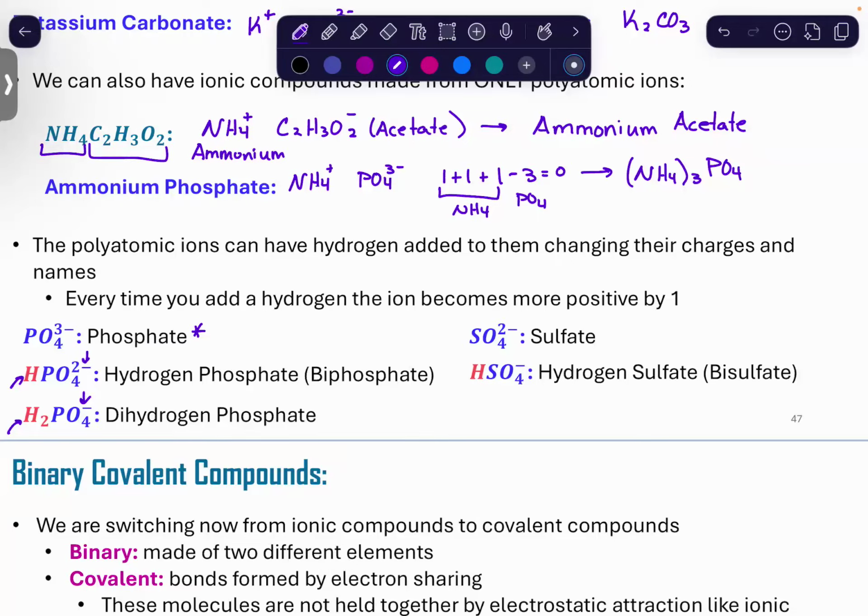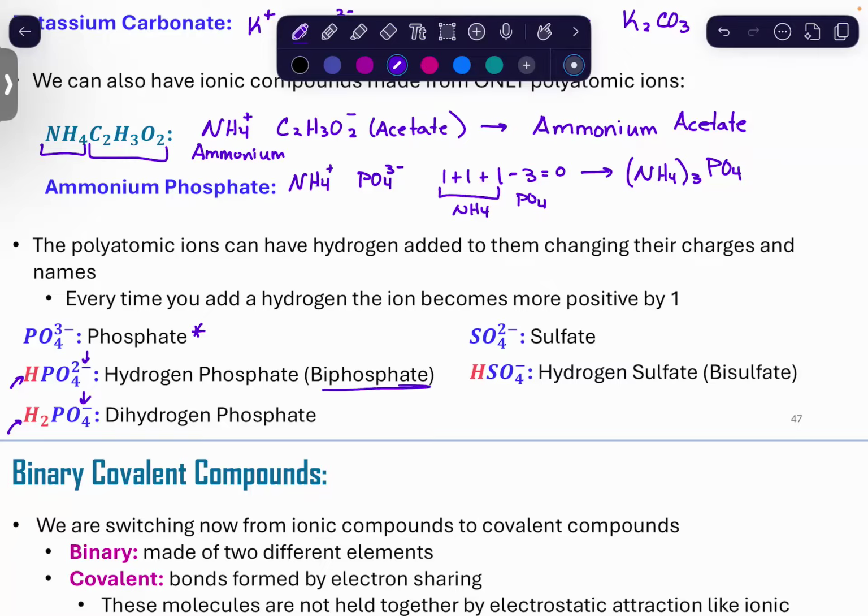And I stop there because if I add one more hydrogen, it'll produce a neutral compound that's not an ion. So if it's neutral, it's not an ion. If I go H3PO4, I have an acid. So I can only add hydrogens until I'm up to a -1, and then I have to stop for the ions. We'll talk about acids in a minute. So the way this goes is your phosphate. When you add one hydrogen, you can name that hydrogen phosphate.